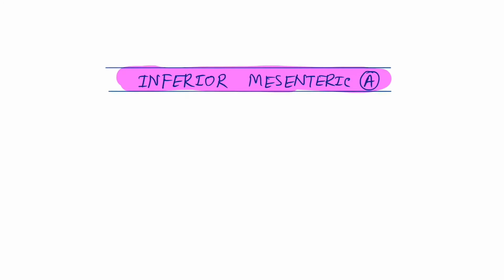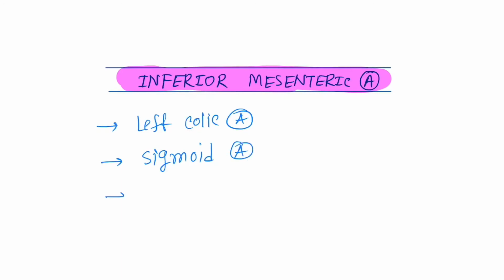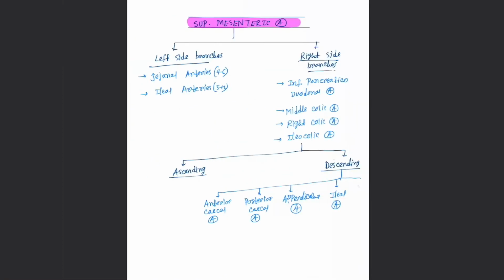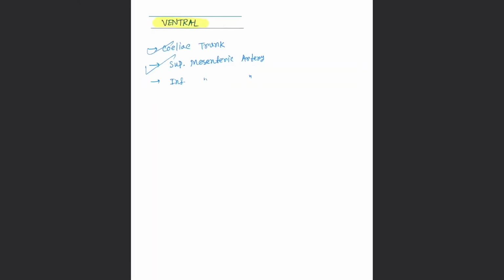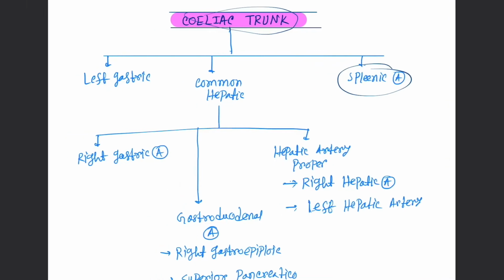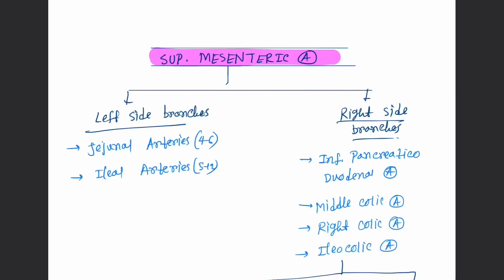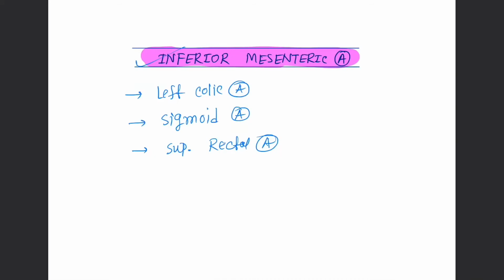Okay, next come to inferior mesenteric artery. This forms left colic artery, sigmoid arteries, and superior rectal artery. Okay, so this is all the ventral branches. Ventral branches are celiac trunk, superior mesenteric artery, inferior mesenteric artery. Here you can see celiac trunk, superior mesenteric, and inferior mesenteric.